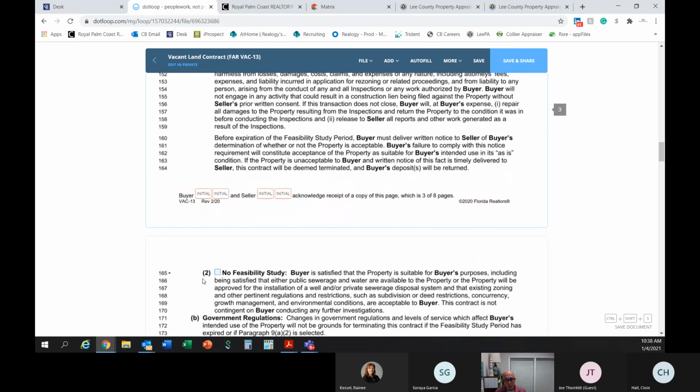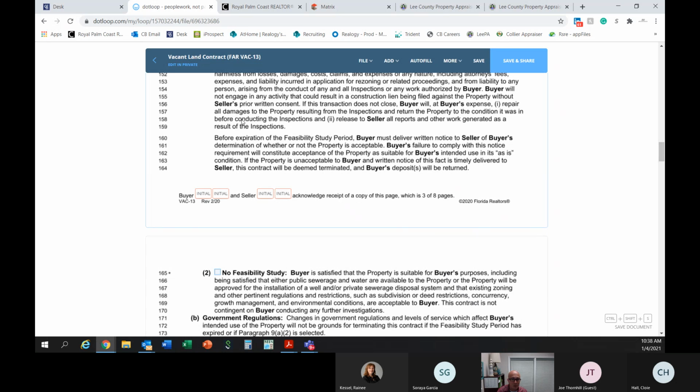Okay. Or option 2, no feasibility study. Buyer satisfied that the property is suitable for the buyer's purposes, including being satisfied that either public sewage and water are available to the property, or the property will be approved for the installation of a well and/or private sewage disposal system, and that existing zoning and other pertinent regulations and restrictions such as subdivision or deed restrictions, concurrency, growth management, environmental contingency are acceptable to the buyer. This contract is not contingent on buyer conducting any further investigations.